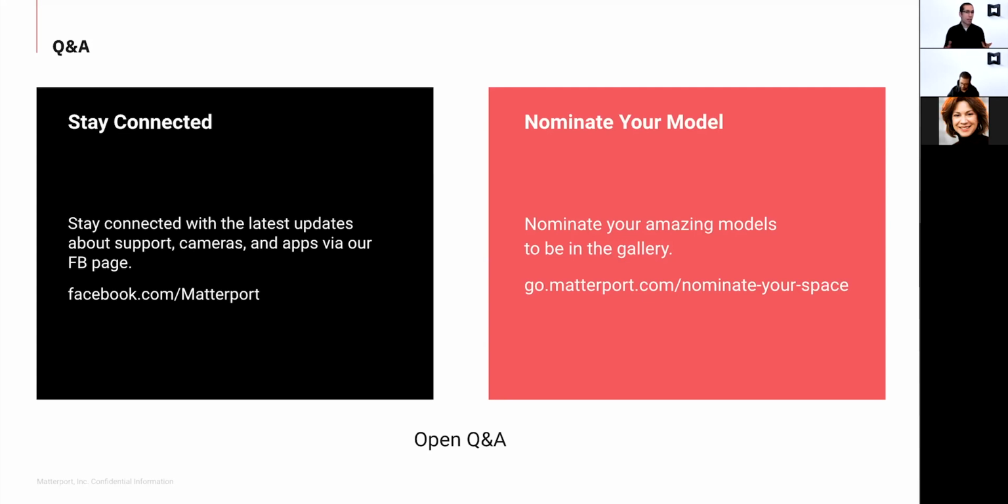And nominating your model. If you haven't ever done this, this is really great. You go to go.matterport.com/nominate-your-space, as you see on the screen. What you can do, if you got a great model and you want to share it and put it in our virtual tour gallery, our 3D model gallery, that's how it's done, basically. So, we love seeing the models that you guys capture and sharing them with as many people as possible. So if that's something that you're interested in, that's how you get to do that. And I believe with that, we can go to questions.